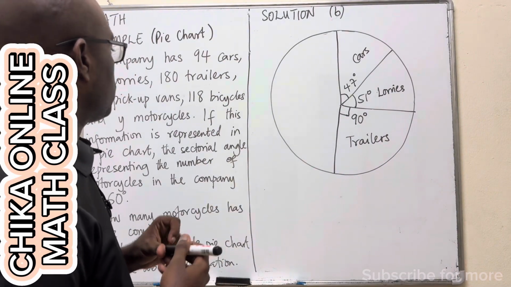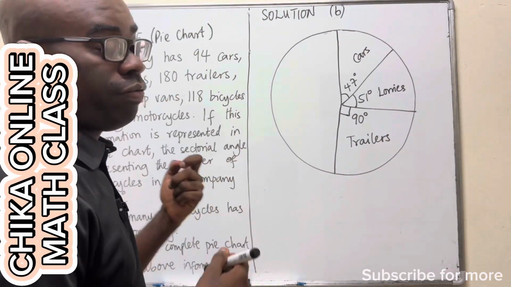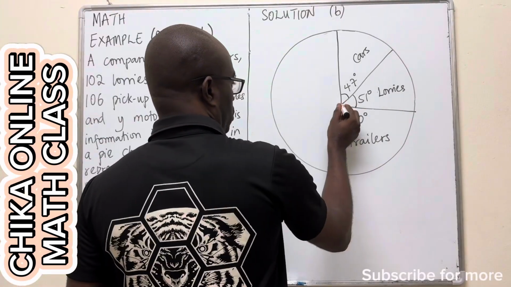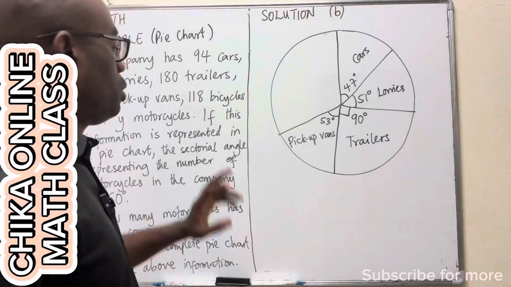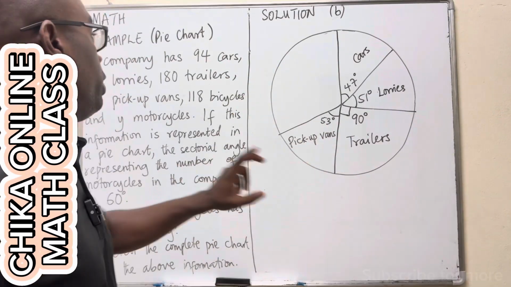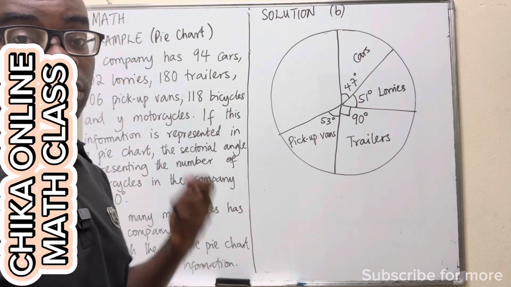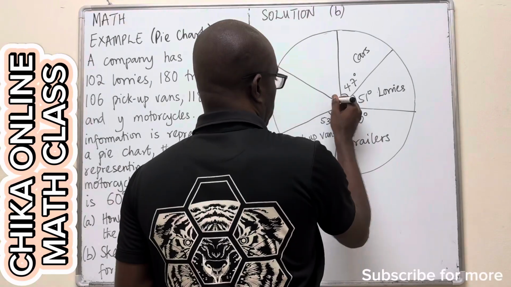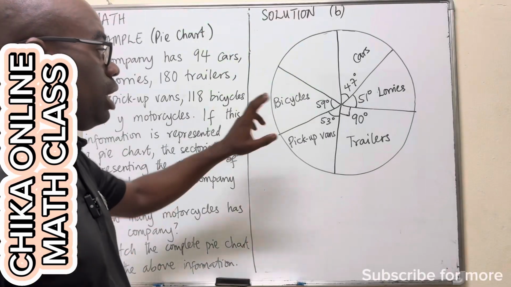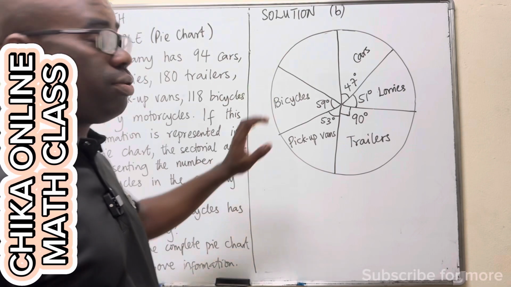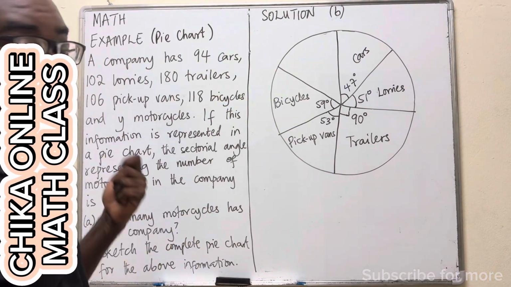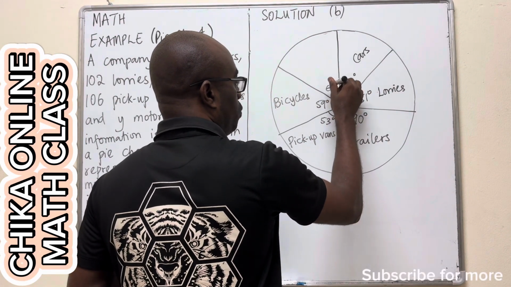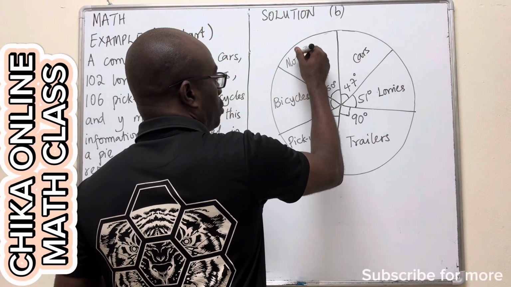Okay. So next, I'll mark out the angle for pickup vans, which is what? 53 degrees from our calculation. So this is 53 degrees for our pickup vans. Next, I'll mark out the angle for bicycles, and from our calculation, the angle is 59 degrees. So I'll mark it out. So this is angle 59 degrees for our bicycles. The remaining angle is 60 degrees for our motorcycles. So you simply complete it. 60 degrees, then motorcycles. Alright.